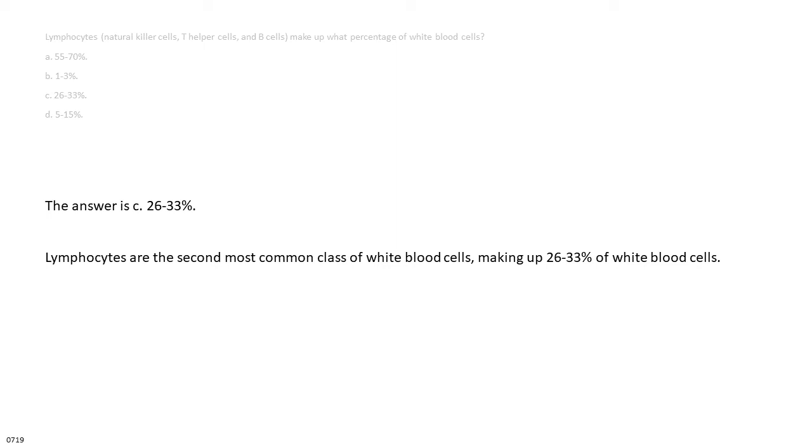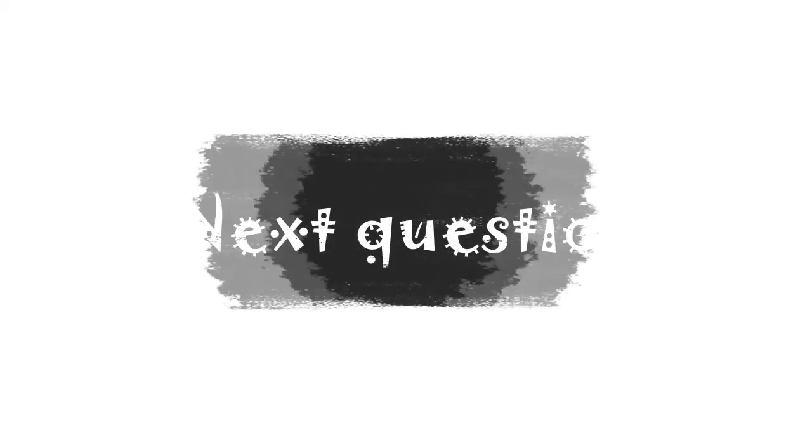Lymphocytes are the second most common class of white blood cells, making up 26 to 33% of white blood cells.